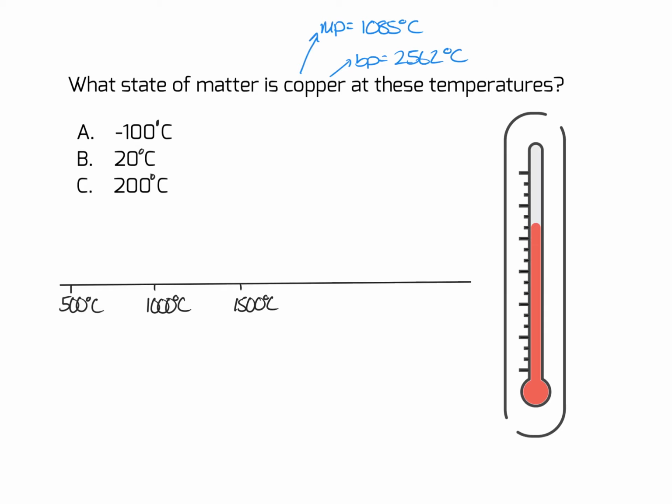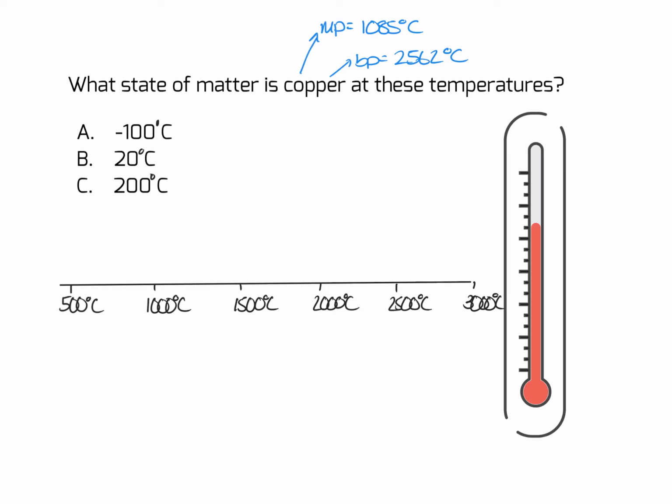1,500, 2,000, 2,500, 3,000. Okay, so there's a number line. Now you can go up in whatever numbers you like, as long as it's a nice regular pattern, and as long as you can fit these numbers on. So let's write on our boiling point and melting point on here.